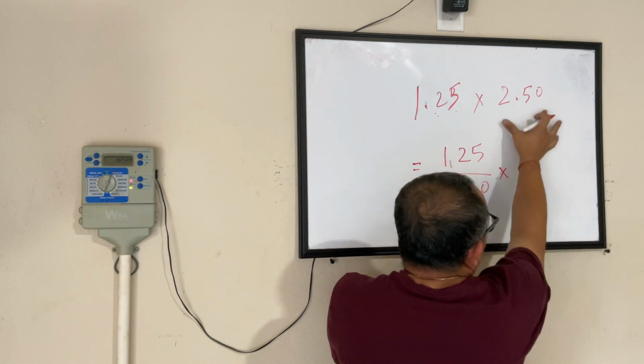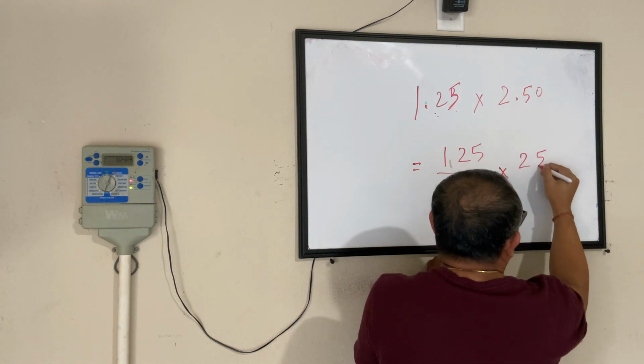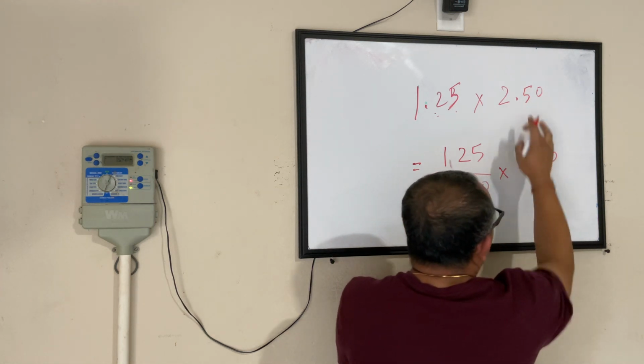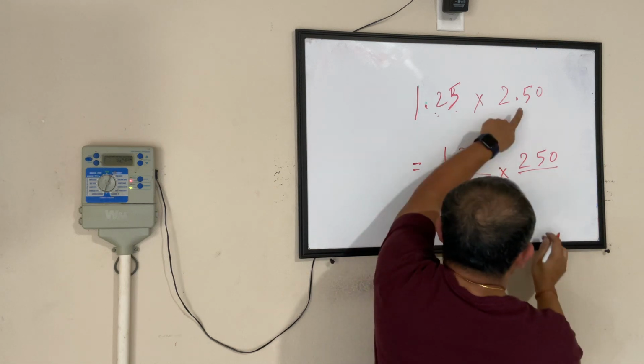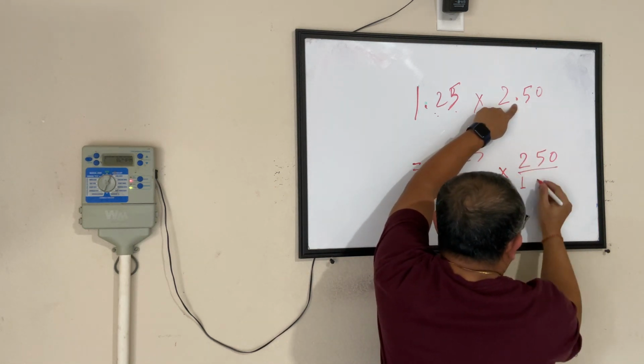And then again the same thing, this decimal I will convert to a fraction. 250. I wrote everything without looking at the decimal, and now I'm taking care of the decimal. So for the decimal I'm writing a 1 and then I have 2 digits, so I'll put 2 zeros.